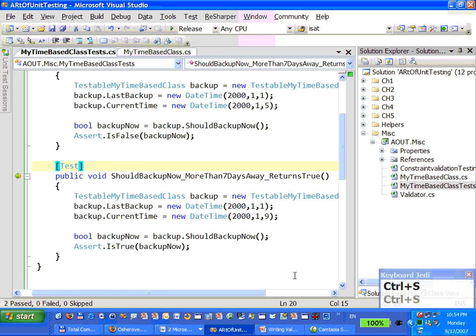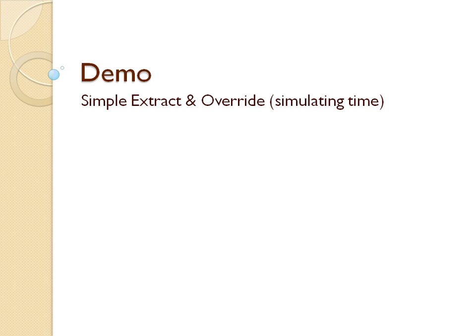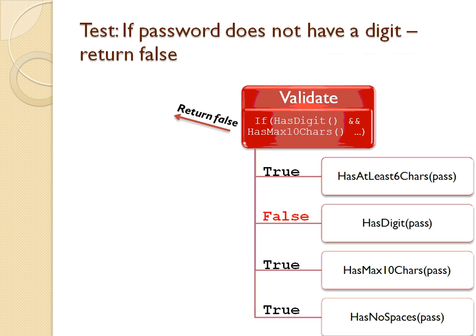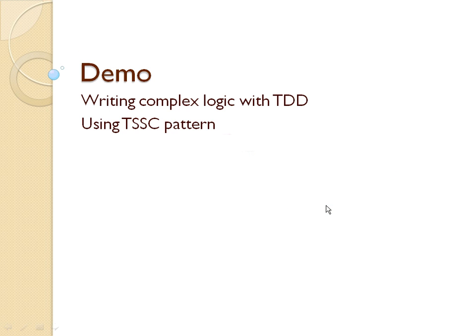Let's go back and actually see how we can use this technique to catch complex validation logic. So that was the demo. Let's take a look at what we're going to do now that we know about extract and override. We're going to write a password validator class that has all these complex rules. And we're going to write a test that uses the validator, and it's going to have various virtual methods that we're going to override in our test, and do it in a test-driven manner. So let's see what that looks like right now.